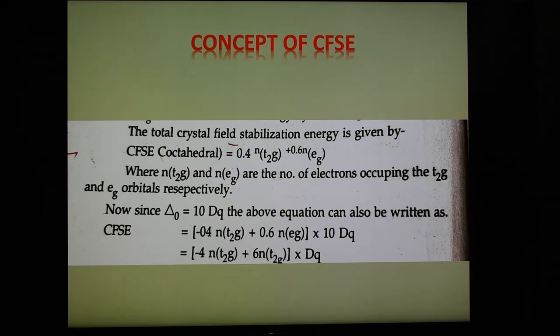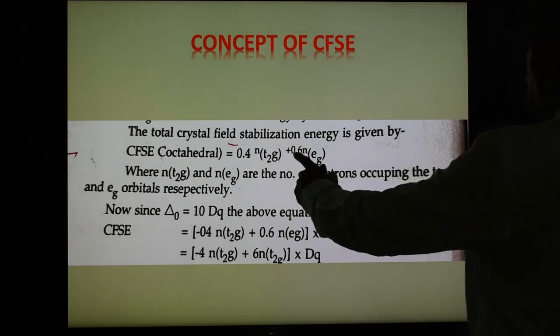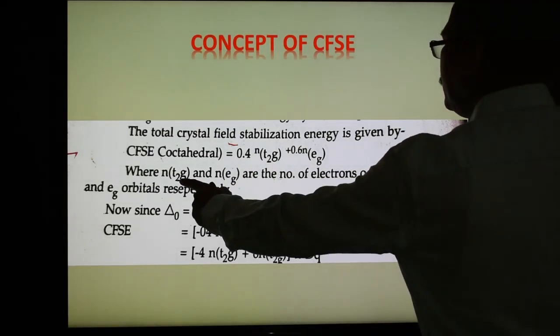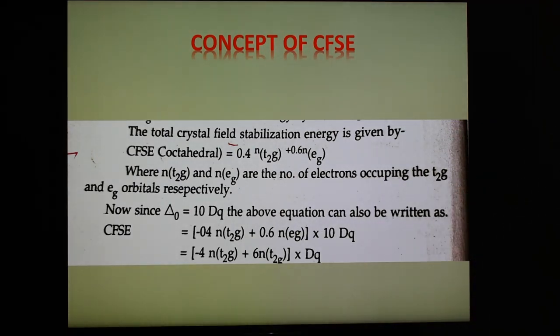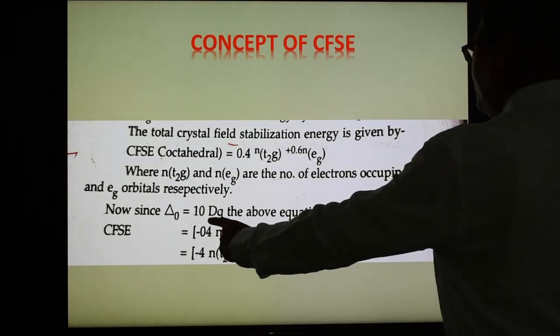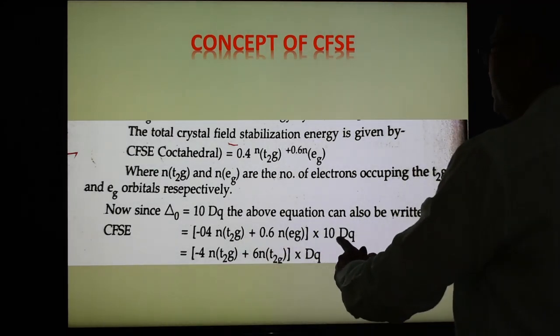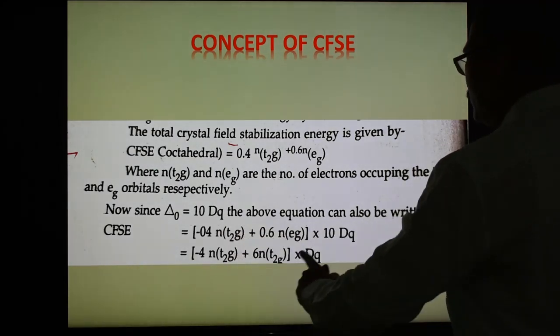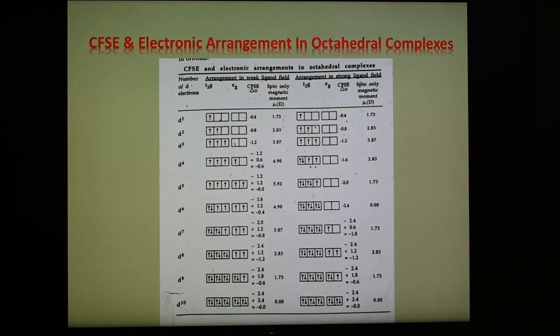So the total crystal field stabilization energy can be given by the equation: CFSE equals 0.4 n(t2g) minus 0.6 n(eg). Here t2g and eg are nothing but the number of electrons occupying the t2g and eg sets of orbitals, and therefore we can determine the CFSE value. We have to put the values of t2g and eg into 10 Dq. If you remove this point and 10, we get another equation. So this is the concept of CFSE.